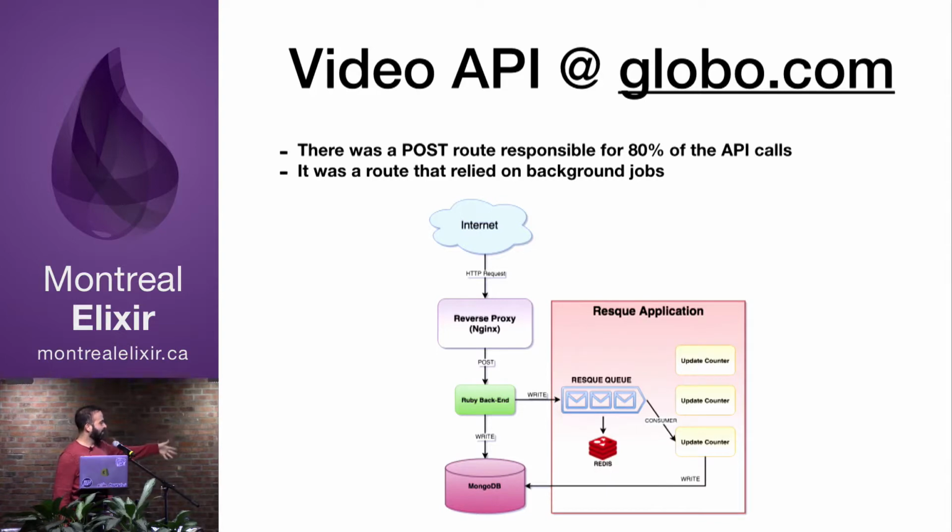This route basically wrote directly on Mongo after fetching data from external APIs, video APIs from other partners from Globo. And we also needed to process some things in parallel, so we had a REST application that was a separate application. We used Redis to enqueue our messages and process them later.